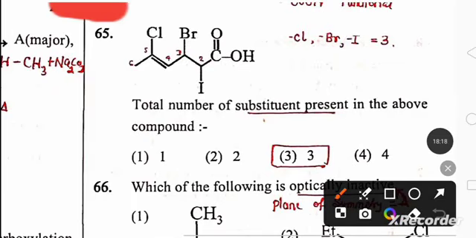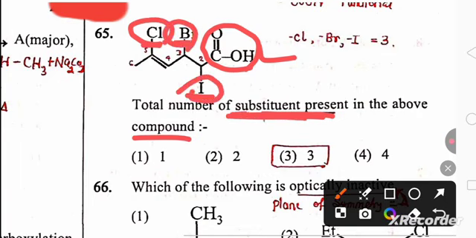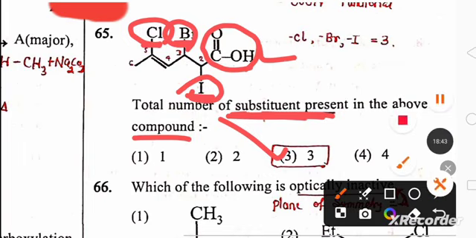We have one compound. We need to find the total number of substituents present in the above compound. As we know, according to IUPAC, the carboxylic group is a functional group. It has more priority, whereas chlorine, bromine and iodine will have less priority. So chlorine, bromine and iodine are the substituent groups present in this compound. So these three are the substituent groups. Option 3 is the right answer.